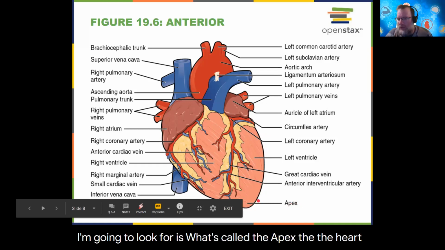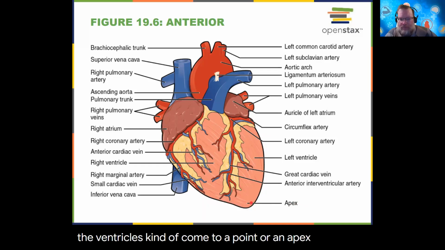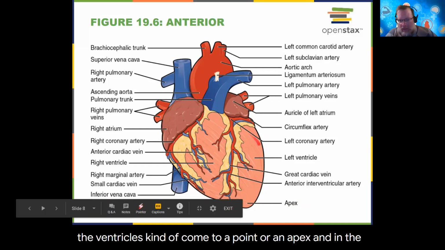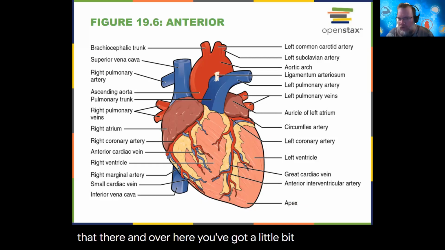The ventricles kind of come to a point, or an apex, and the bulk of that muscular apex is going to be part of the left ventricle. So you can see that there. And over here, you've got a little bit of the right ventricle.